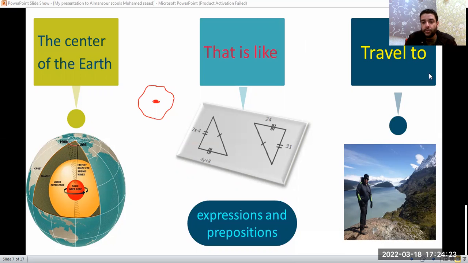And travel: to move from one place to another.